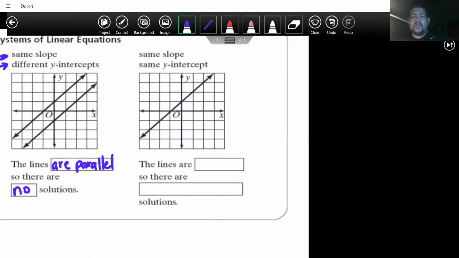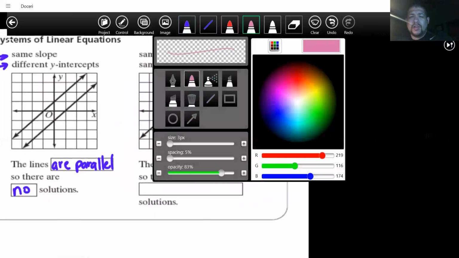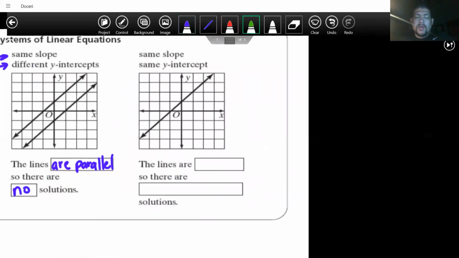The one to the right, our final one here, shows the following. Last one, let's change this to green. The last one tells us it's the same slope, same intercept. We get two of the same lines right here. So the lines overlap. So the lines are the same. So there are many solutions. It could also be infinite. Infinite solutions.